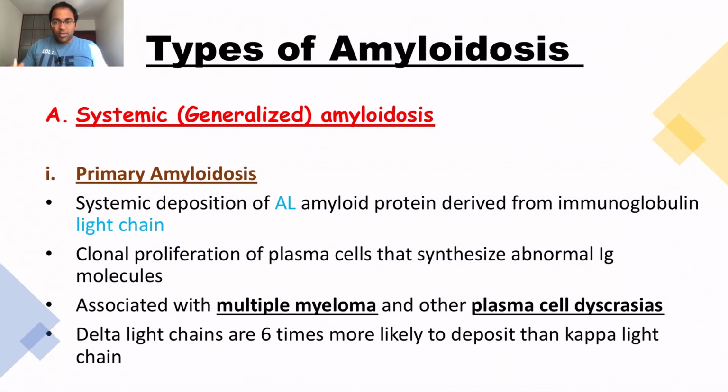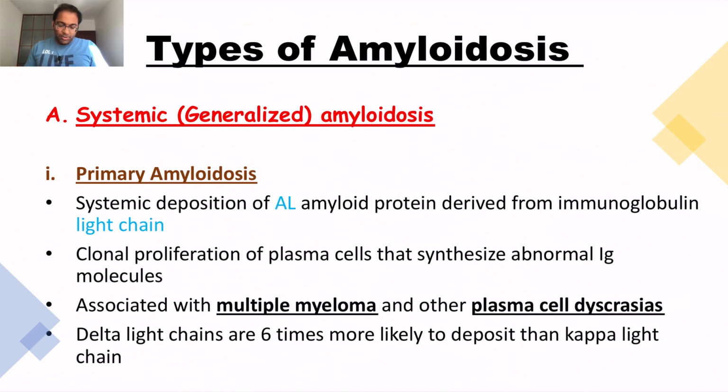Now what are the types of amyloidosis? There are only two types: first, systemic amyloidosis, and second, localized amyloidosis. Let's go through them. Systemic is also called generalized amyloidosis. Here we have two types: primary amyloidosis and secondary amyloidosis.